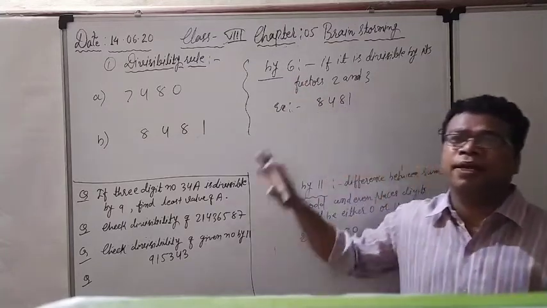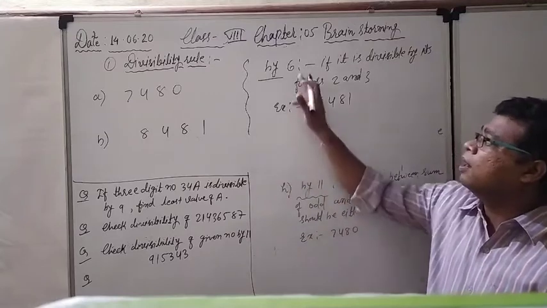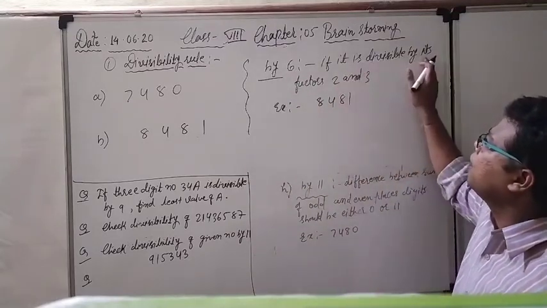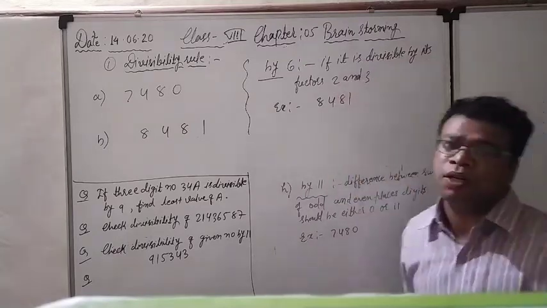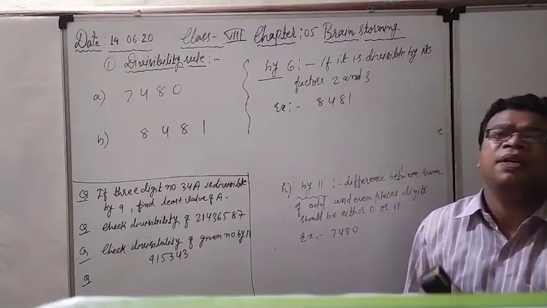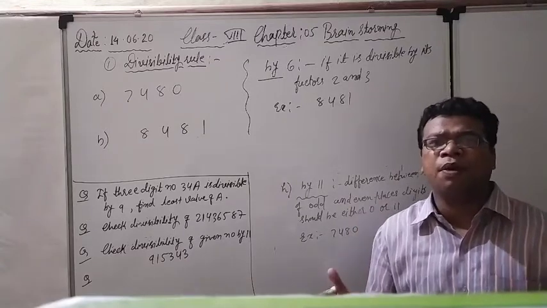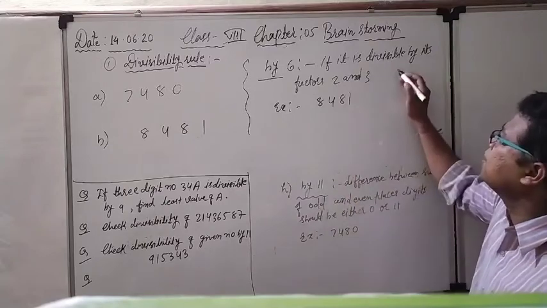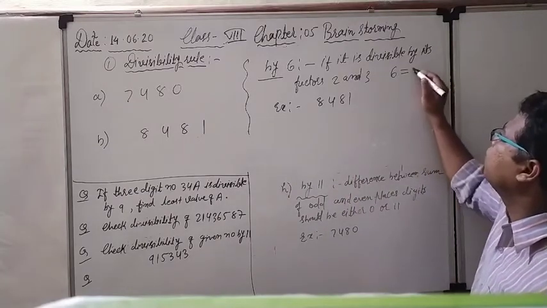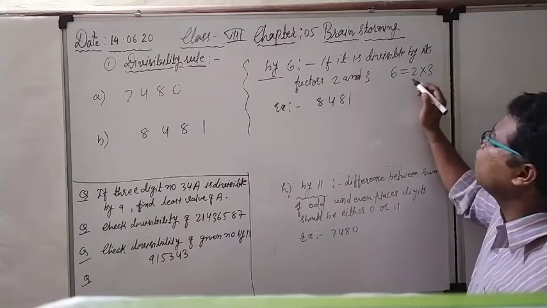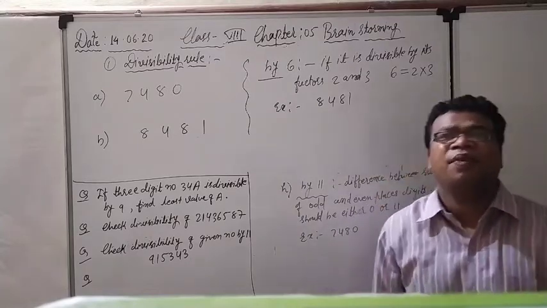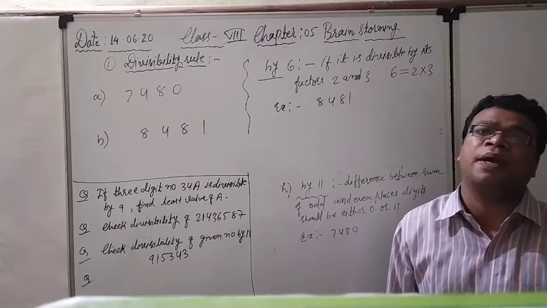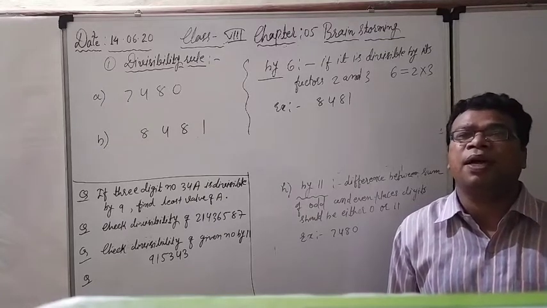I have written it on the right hand side of the board. By 6, what does the rule say? The rule says a number is divisible by 6 if it is divisible by its factors 2 and 3. What is the meaning of it? Any number will be divisible by 6 if it is divisible by 2 and also by 3. How is 6 formed? We can write 6 as 2 into 3. So any number will be divisible by 6 if it is divisible by both of its factors, 2 as well as 3.